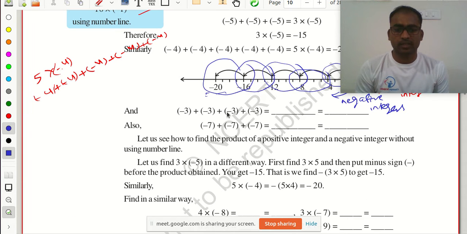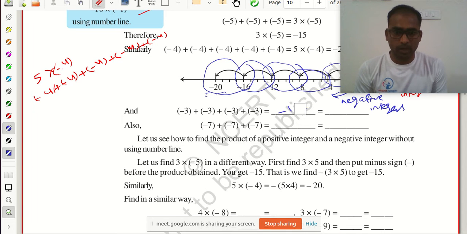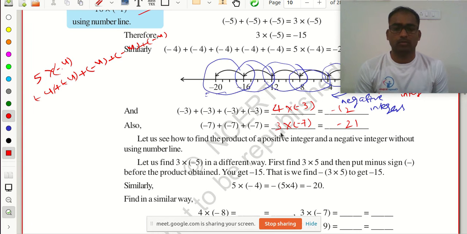So like this, just tell me the answer for this one. Minus 3, minus 3, minus 3, minus 3. How much? Minus 12. Yes. How am I getting minus 12? By adding minus 3 four times. Yes, this method works.